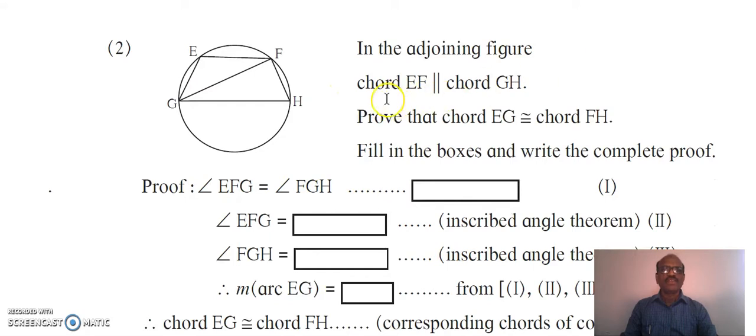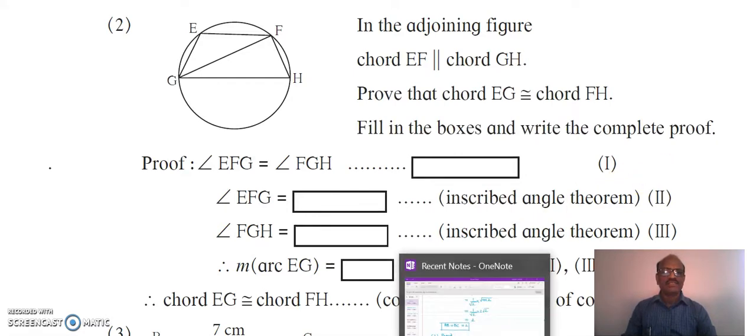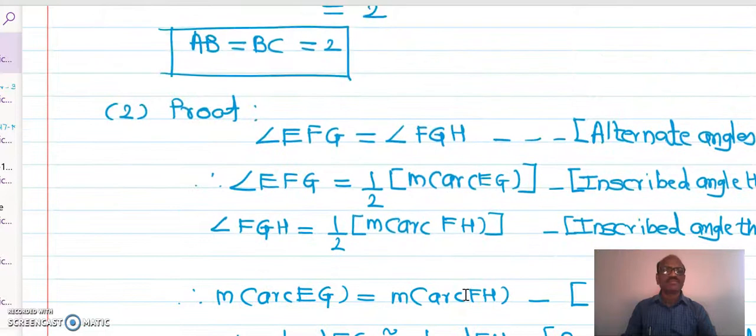In the adjoining figure, the chord EF is parallel to chord GH. Prove that the chord EG is congruent to chord FH. Fill in the boxes and write the complete proof. Now in this case, we'll see the direct answer of this. Here, angle EFG is equal to angle FGH. These are the alternate angles.